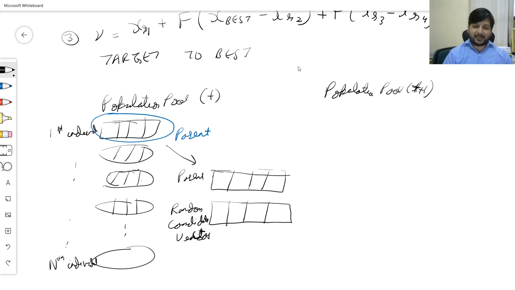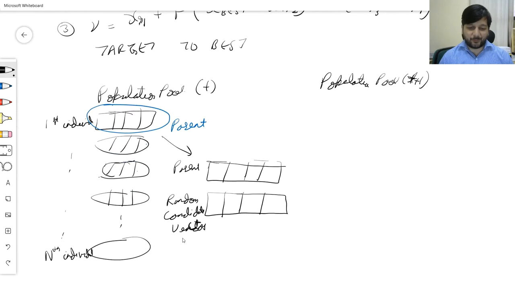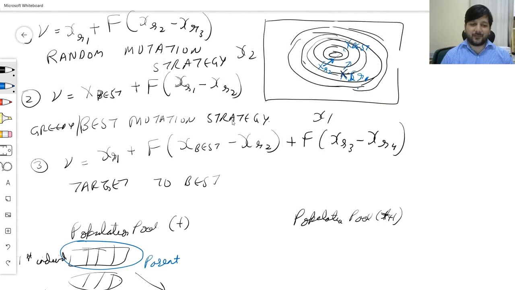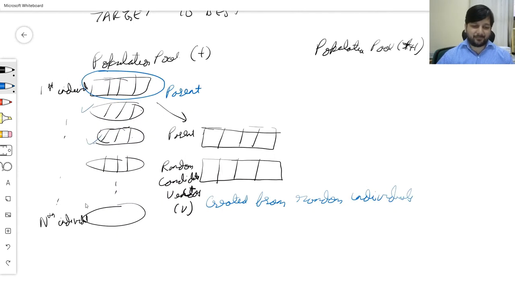So this is the same vector which we looked at over here. That's my random candidate vector V from above. Now it's not completely a random individual. It is created from random individuals. As in, we take the first random mutation strategy, which is here: XR1 plus F of XR2 minus XR3. So I select three random vectors, say this one, this one, and this one. And I say this is equal to F times this minus this, and that's the candidate vector, which is eventually coming from multiple parents.